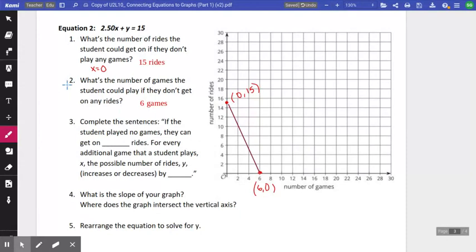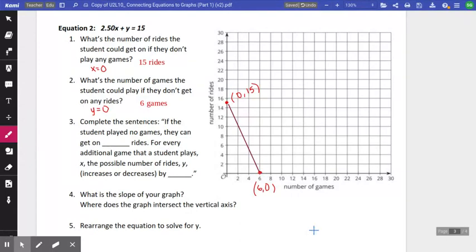Similarly, for number 2, if we want to find how many games you could play if you don't go on any rides, that means y, or the number of rides, is 0. Just like before, to figure out how many games, you substitute y equals 0 into this equation, and when you solve, you get 6 games. That represents a point on that line, so that gives us our second point here, and then we are able to draw the line.